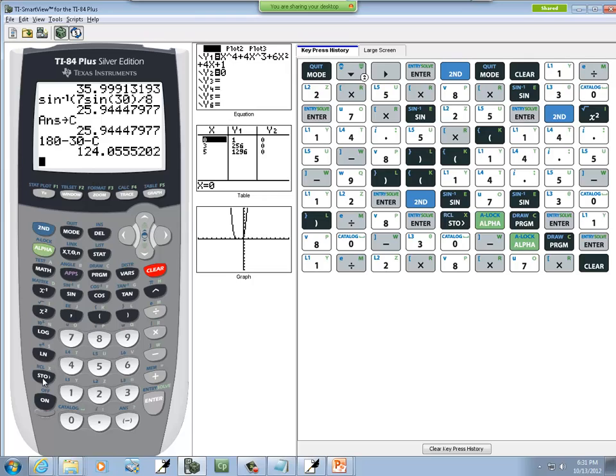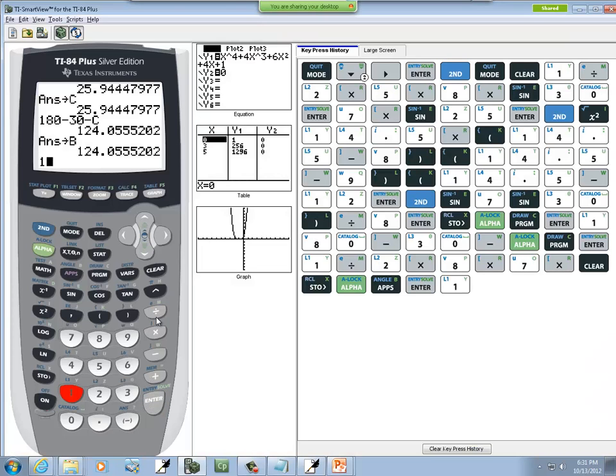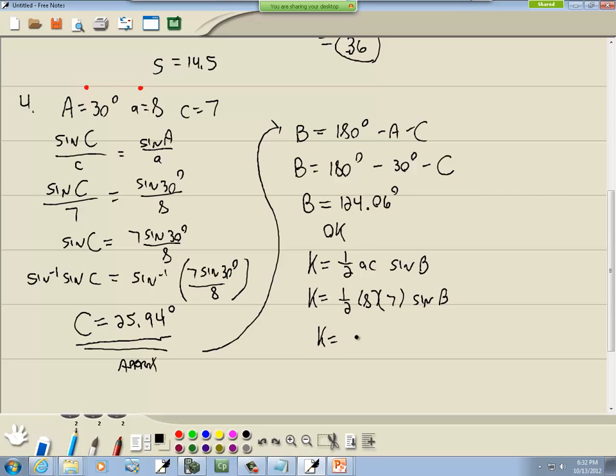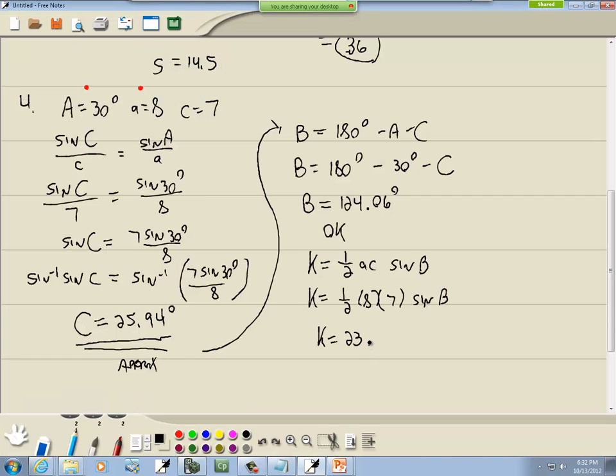Okay, now I get this value. Let me go ahead and store it. So press store, and I'll store it in B, so alpha apps, and push enter. Now that's in B. So now I'll do my formula: 1 divided by 2 times 8 times 7 times sine, and then alpha apps for B, and push enter. I'll take it to 2 decimal places. So we got about 23.2, and that would be our area.